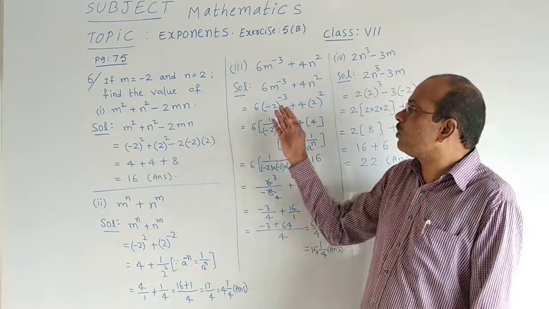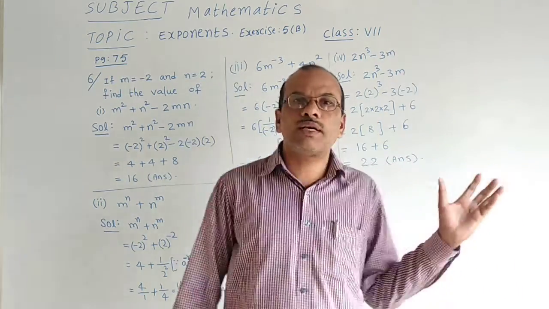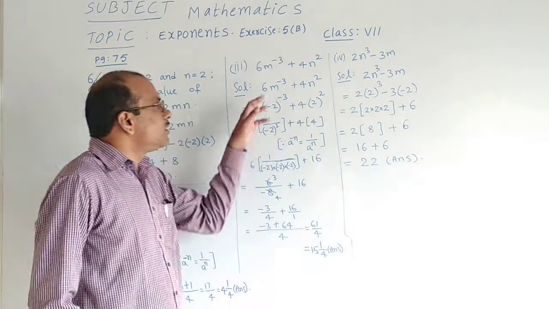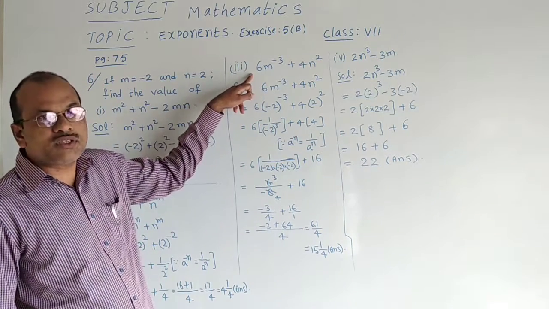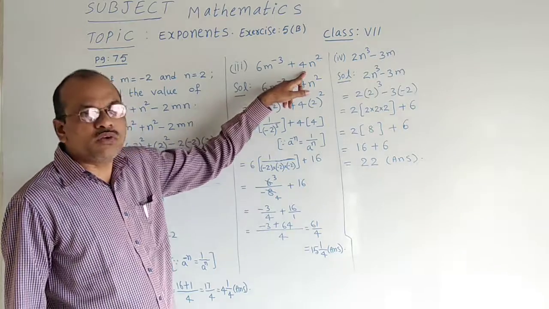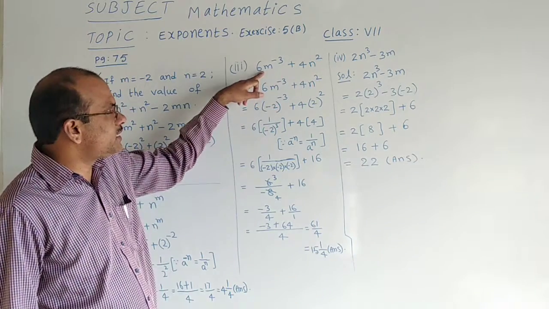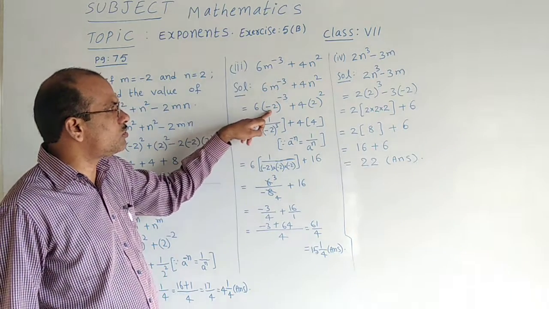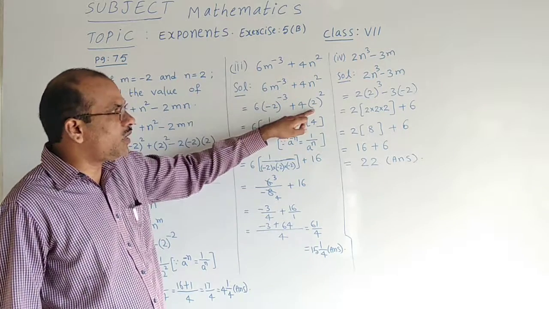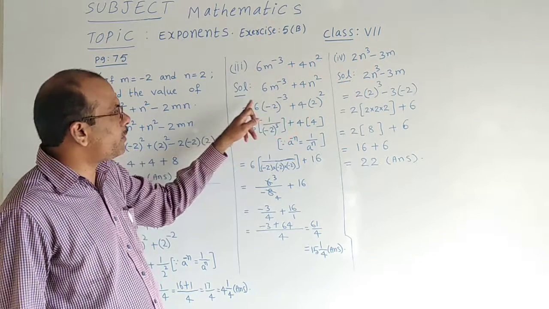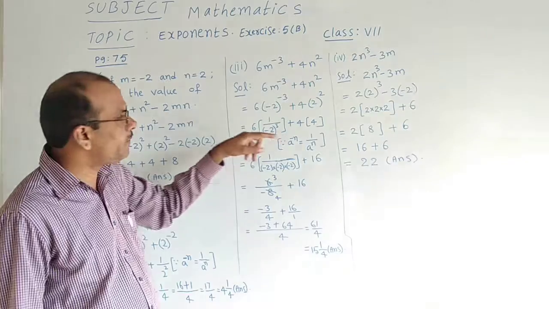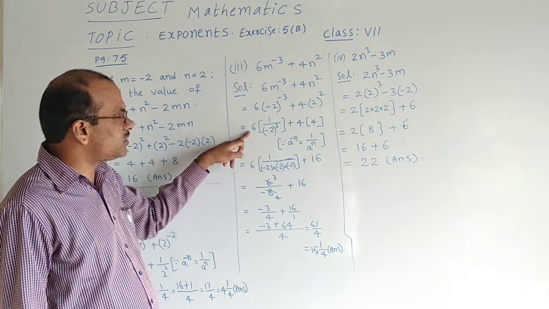The same way we will go for the third one. All of you look at this board: 6m to the power minus 3 plus 4n square. Where m is given, we should substitute minus 2. Where n is given, we have to substitute 2. The remaining things are in the same way. Now 6 is taken as it is.